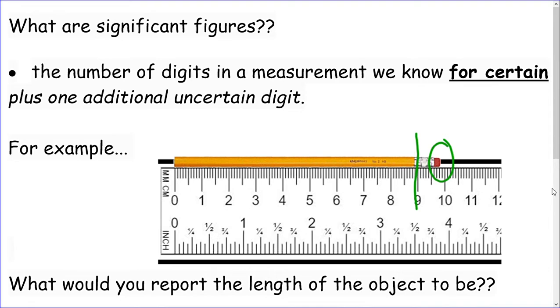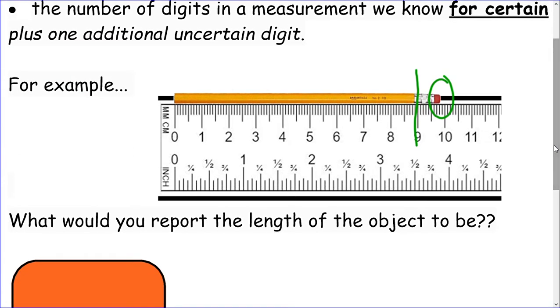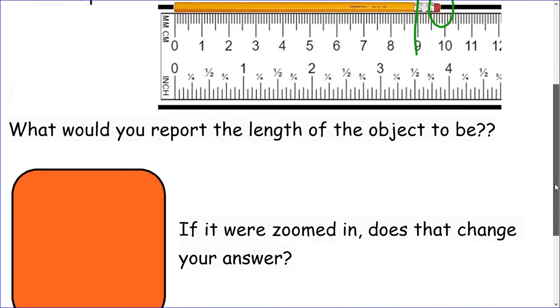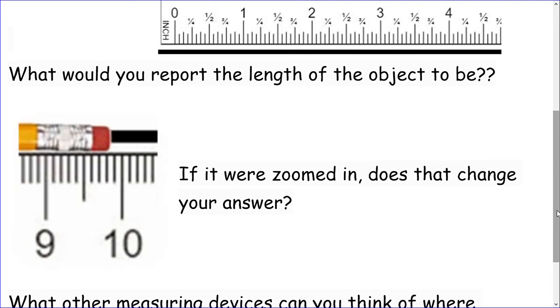But in science, we try to be as exact as we can. So that's where we say it's all the digits we know for certain. By looking at this, it looks like it's up to 9.8, but we need one additional uncertain digit to count in, and that's like your guess. We go past whatever the most accurate measurement we can have is. So if we were to zoom in a little more, what would you report the length of the object to be?